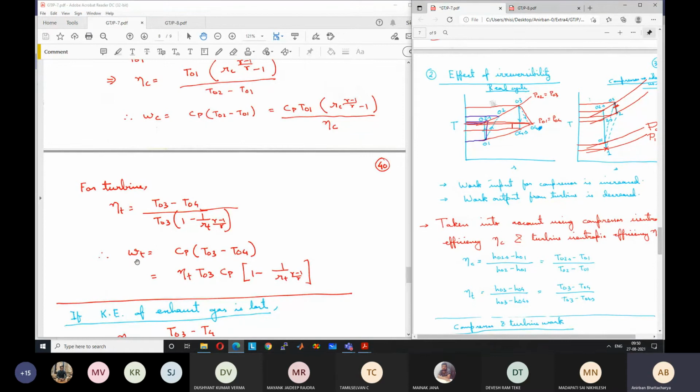So work output from the turbine is Cp into T03 minus T04. Again, from the above expression, you can write this as Cp into eta T T03 into 1 minus 1 by RT to the power gamma minus 1 by gamma. If you assume that the pressure ratio across the compressor and turbine are the same, then we can just replace this by R and R. So instead of RC, we can write R, and instead of RT, we can write R. In real life, the pressure ratios are not the same. Why is it not the same? At this point, we'll assume it to be the same, but later we'll see that the pressure ratio across the turbine is different from the pressure ratio across the compressor.